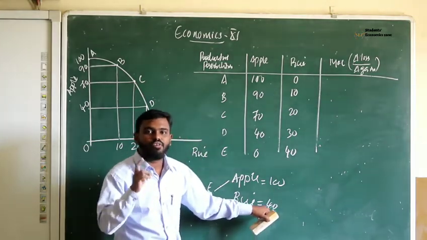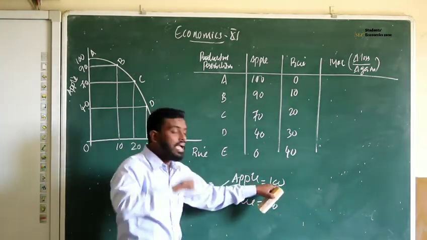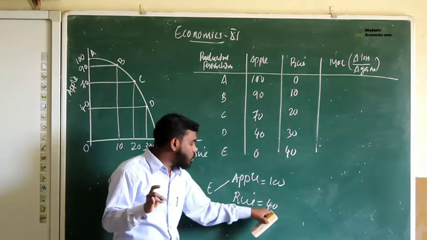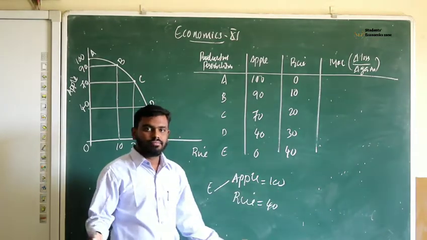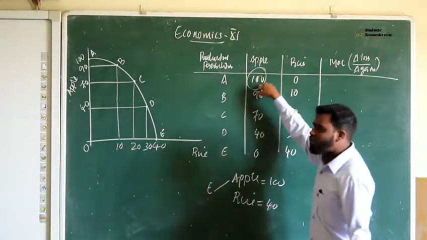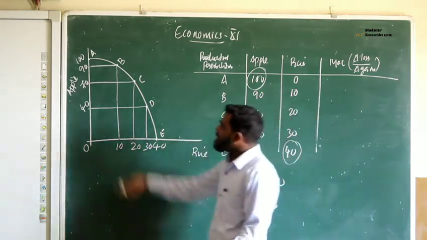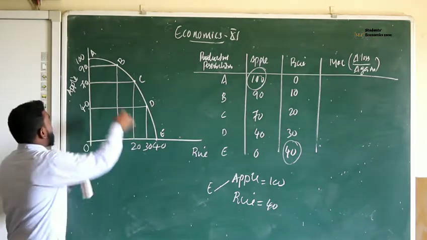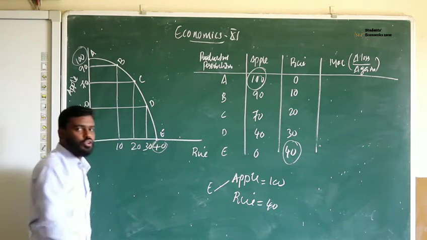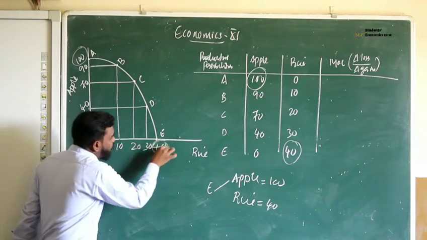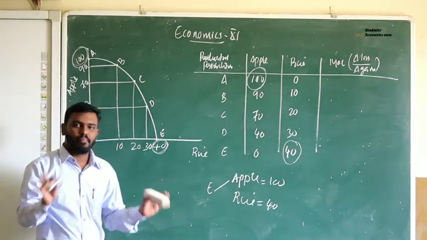And if the economy is producing rice only, at that time they are sacrificing 100 units of apple. So the opportunity cost of 40 units of rice is 100 units of apple. That is, this is the opportunity cost of rice and this is the opportunity cost of apple. Or otherwise, if they are producing 100 units of apple, they are sacrificing 40 units of rice. And if they are producing 40 units of rice, they are sacrificing 100 units of apple.